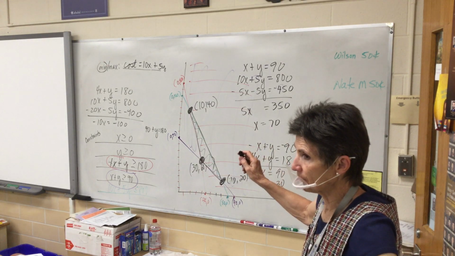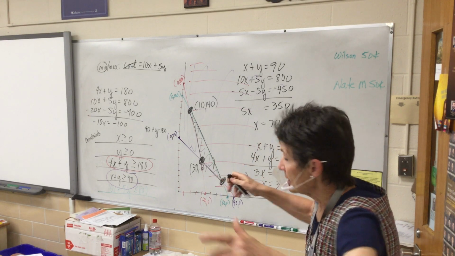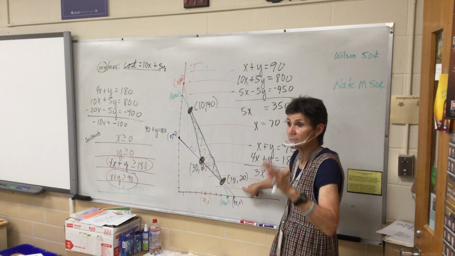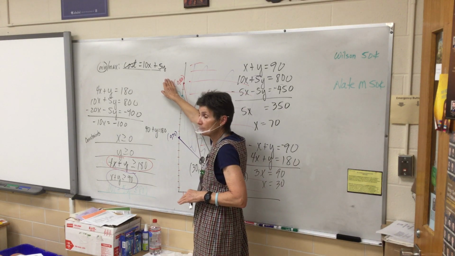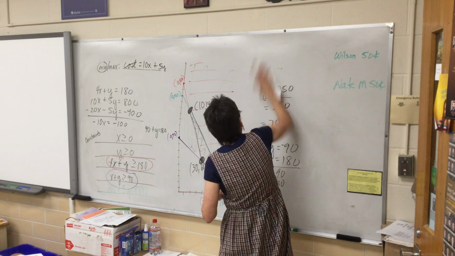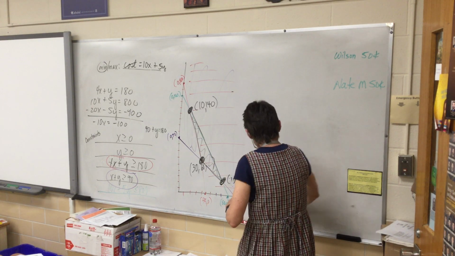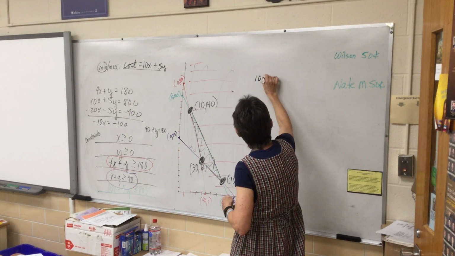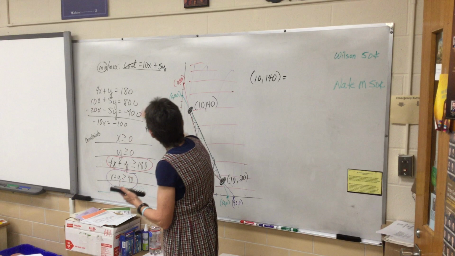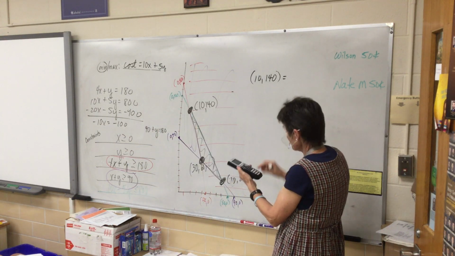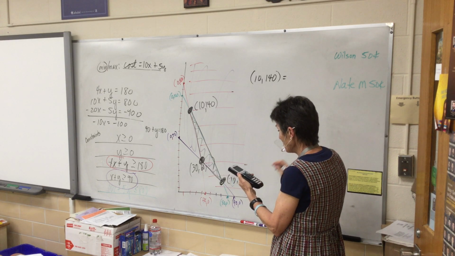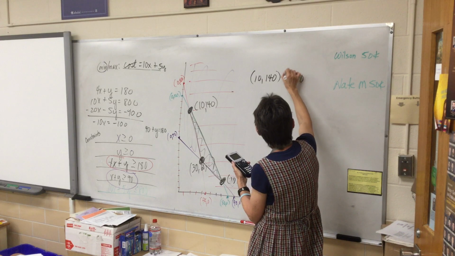Okay, try not to be bored here, folks, because now we're getting to the exciting part. Now, we have to figure out which one of these will give us the lowest cost, because that's what we're trying to minimize. So we take each of these points now, and we find the cost for each of them. So if you buy 10 and 140, what will your cost be? Well, it's 10 times x plus 5 times y. So 10 times 10 plus 5 times 140. That's going to cost you exactly $800.